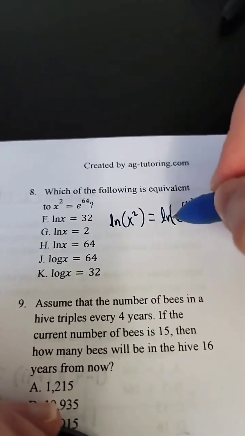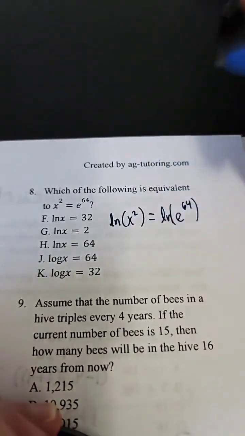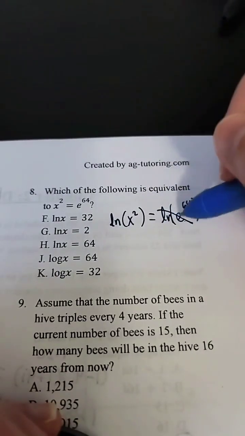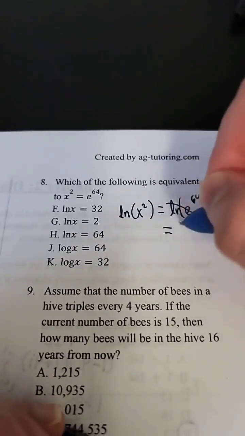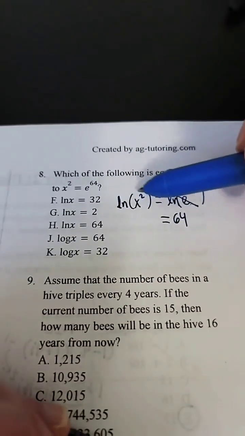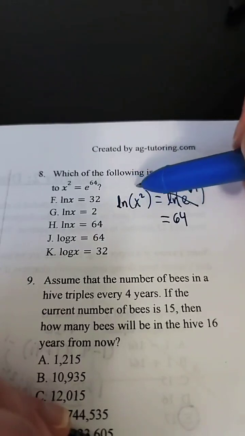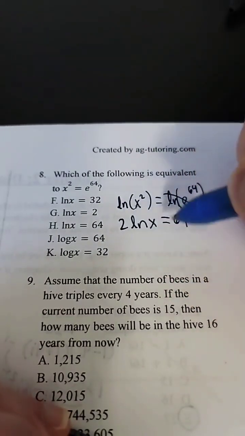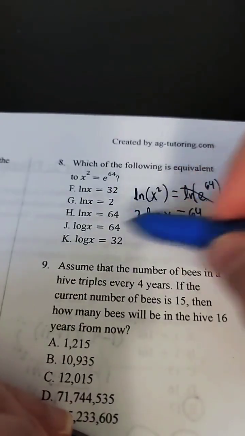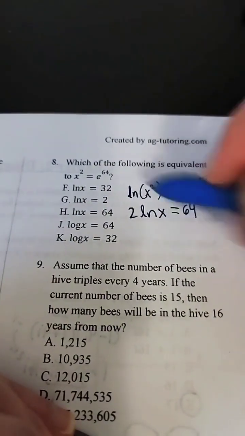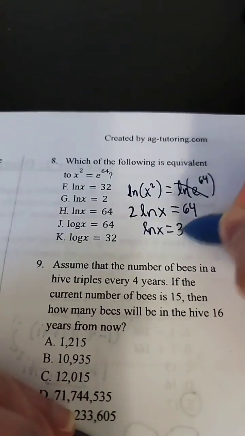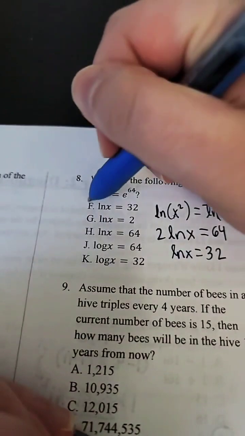Now, one of the formulas that you memorize is that these cancel out when you do that. That ln and e will cancel out to just give you 64 on the right. And then over here, when you take the ln or the log of something, the exponent comes out. So it becomes 2 ln of x. And then you would just get ln of x by itself by dividing by 2 on each side. So 64 divided by 2 is just 32. So it would be that one, which would be F right there.